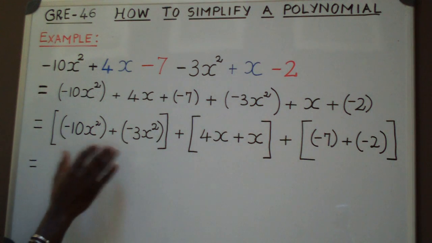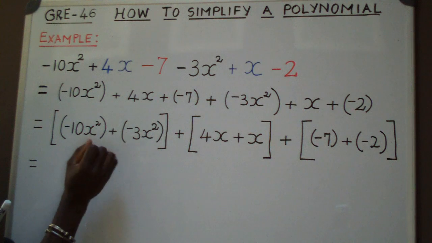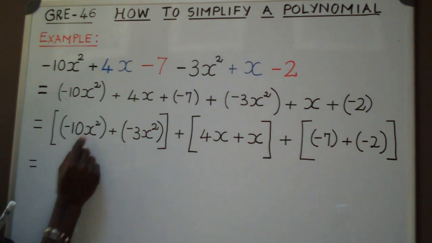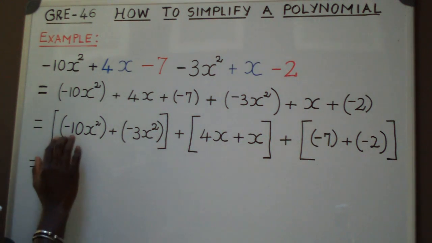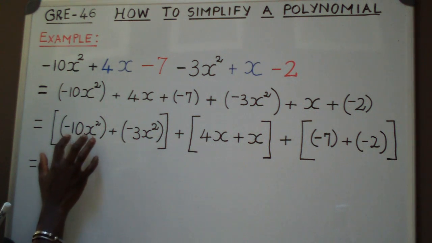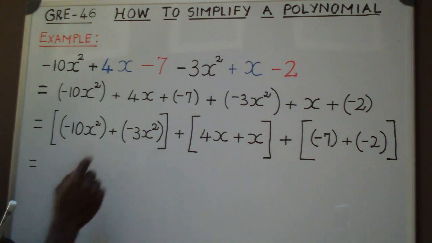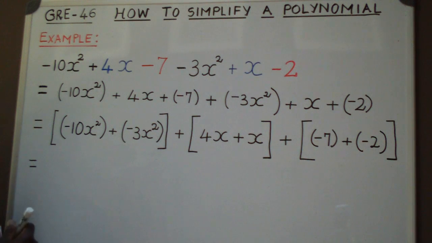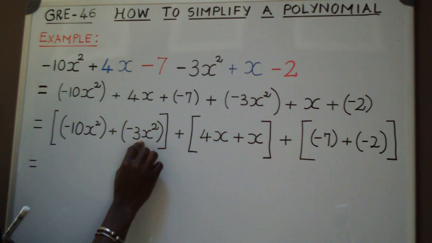Well, okay, if you're a little bit confused with how to go about this, I will suggest that here the x squared, you interpret the x squared as an apple. So here I have negative 10x squared, so the negative 10x squared will stand for negative 10 apples. And the addition sign here will stand for the word "and". And here the negative 3x squared will stand for negative 3 apples.